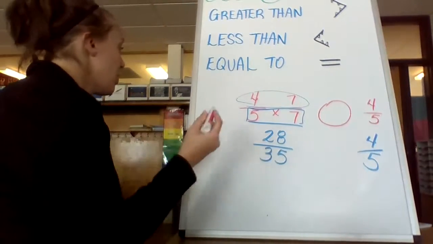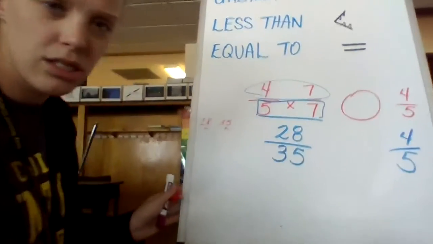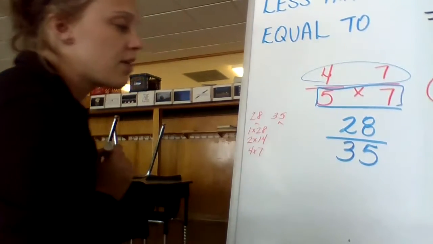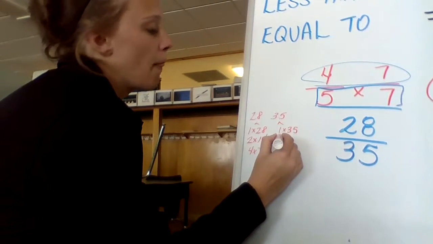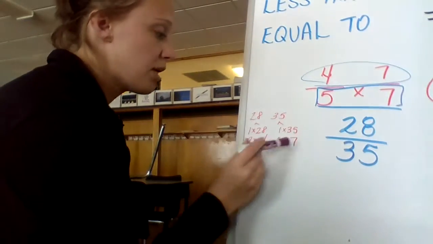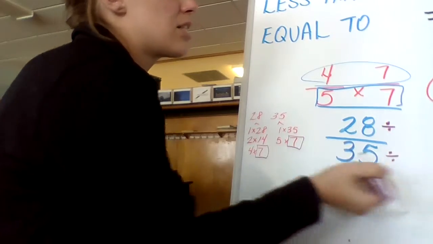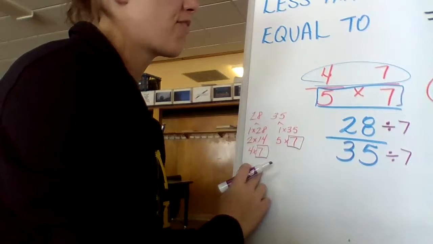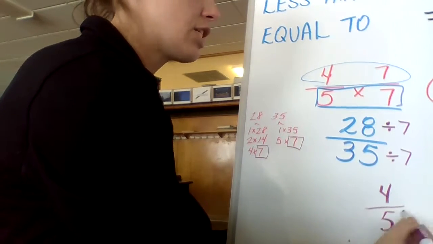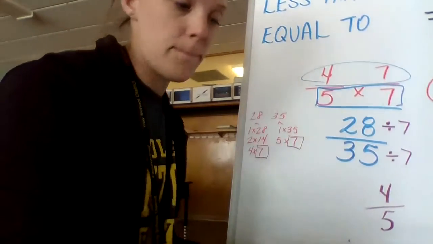If you wanted to simplify first, you're going to list all the factors of 28 and 35. So we have 1 times 28, 2 times 14, 4 times 7. Then I have 1 times 35, 5 times 7. Now I'm going to look for the greatest common factor. What's the biggest number these two lists have in common? That is a 7. We divide the denominator and numerator by their common factor. 28 divided by 7 is 4. 35 divided by 7 is 5. So 4/5 is equal to 4/5. Ta-da!